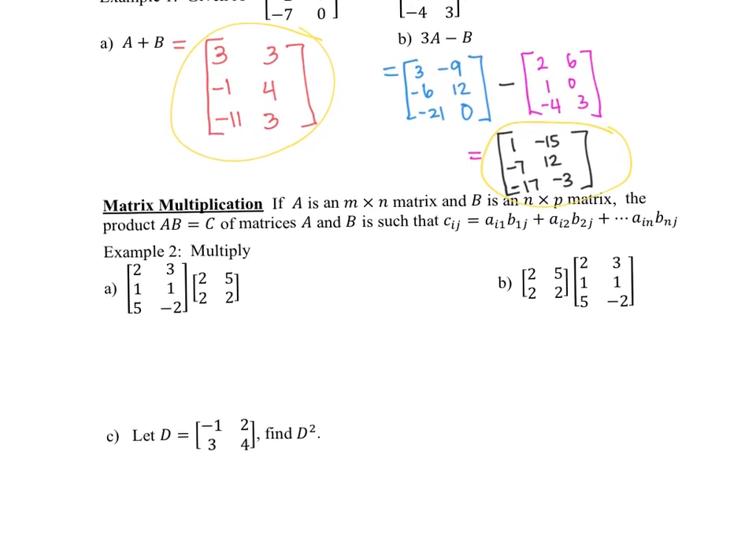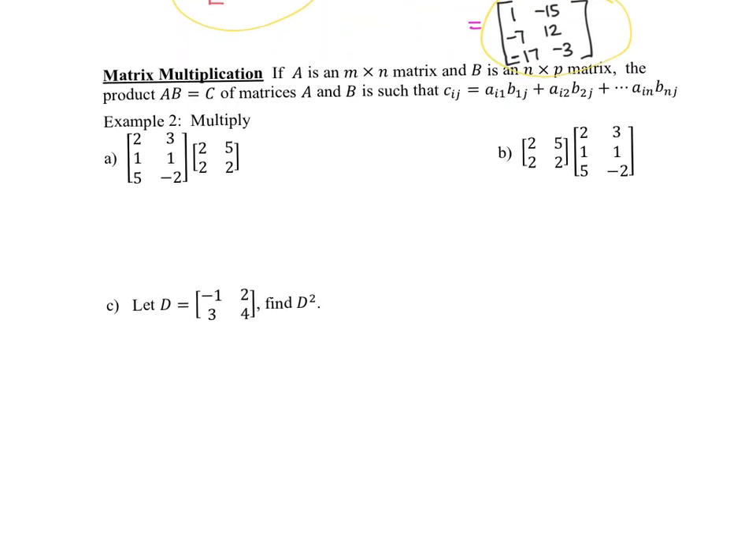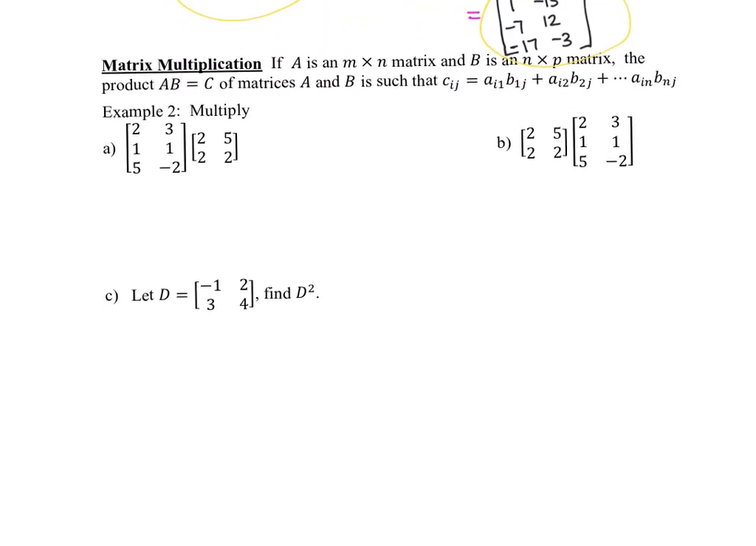Okay, next one is matrix multiplication. Matrix multiplication is different than scalar multiplication. In scalar multiplication, we are multiplying by one single value. In this case, we're going to multiply two matrices by each other. They don't have to be the same size, but they do have to kind of match up.